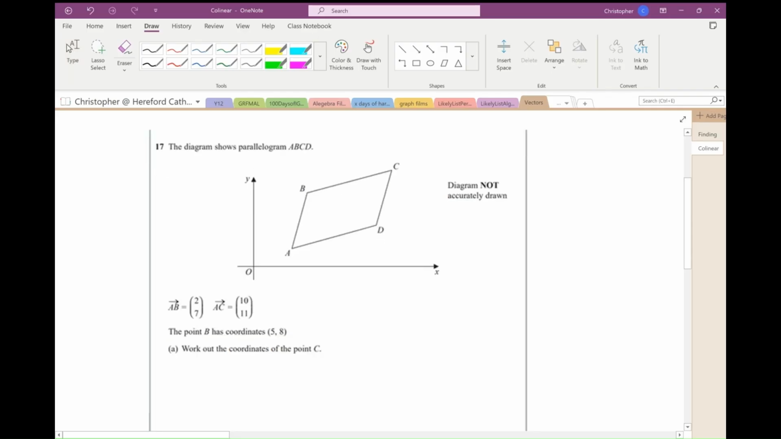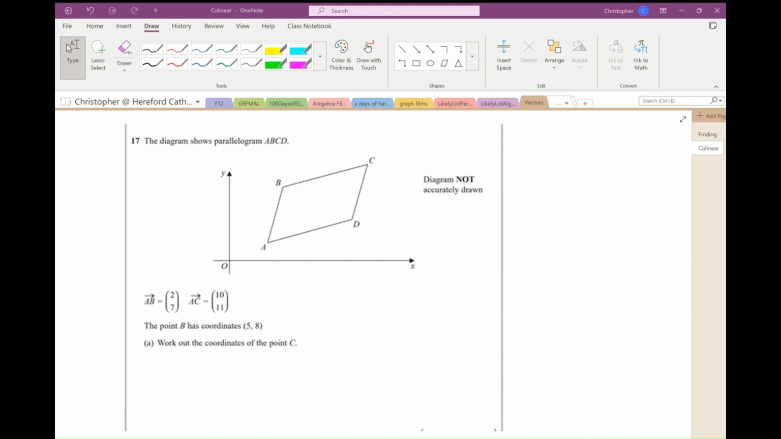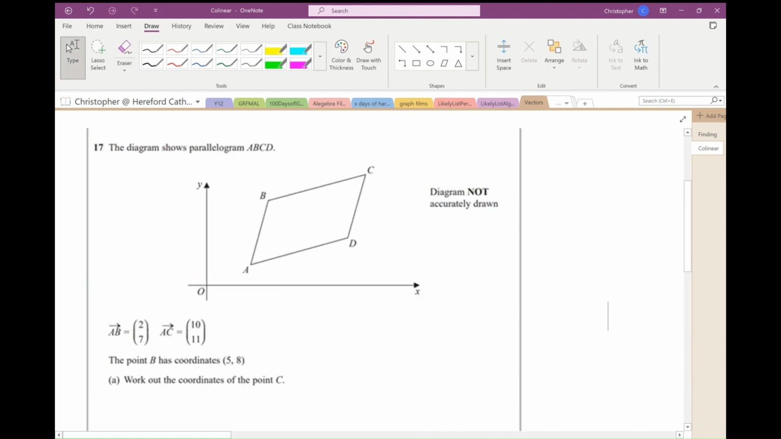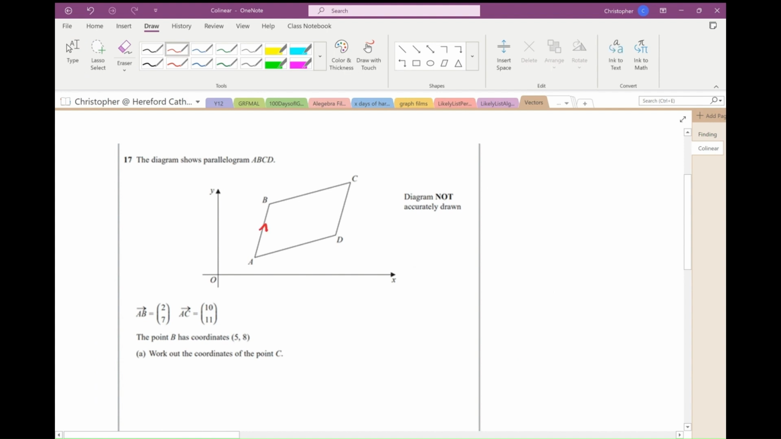Okay, here is the question. Have a look at it. First thing I'm going to do is make sure that the information I'm told is reflected in the diagram. So I know that AB is (2, 7), so I'm going to put a line there. And I know AC is (10, 11), so let's draw the line AC here, and that is (10, 11).